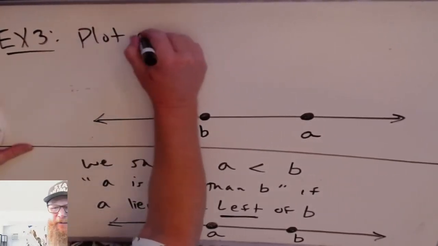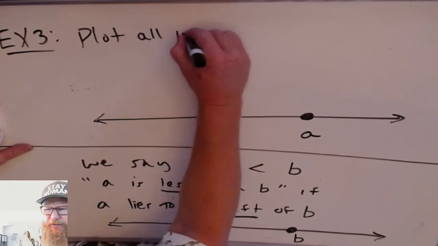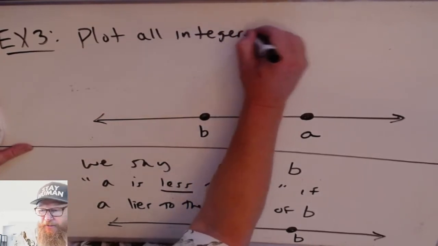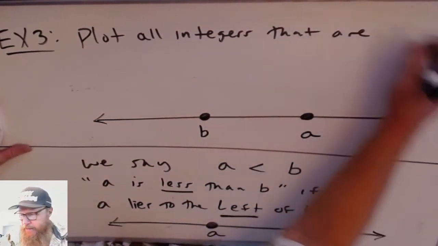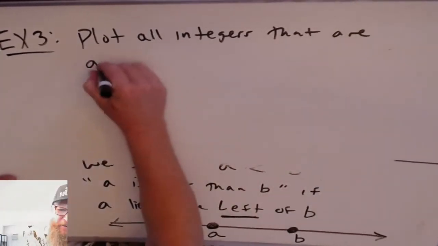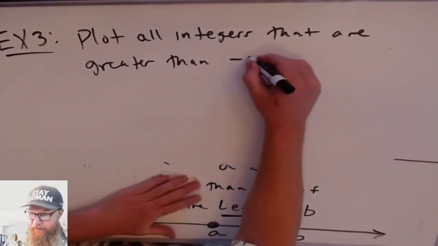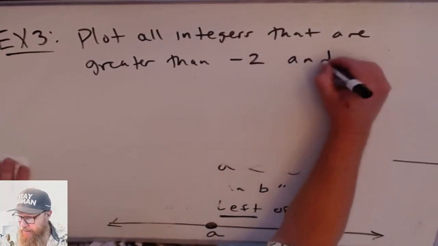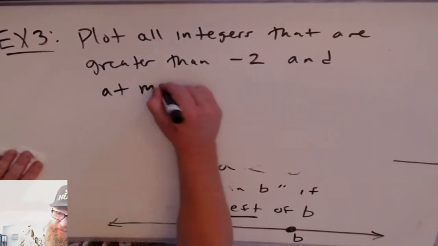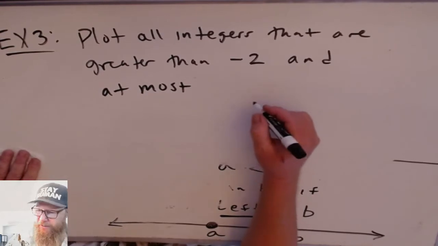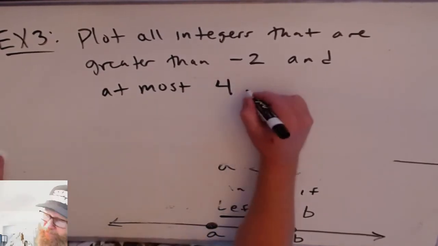So let's try another one of these. Plot all integers that are greater than -2 and at most 4.